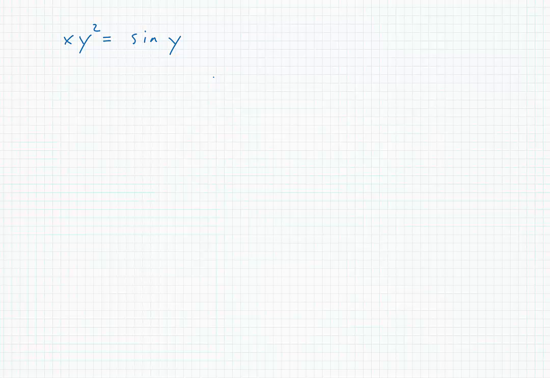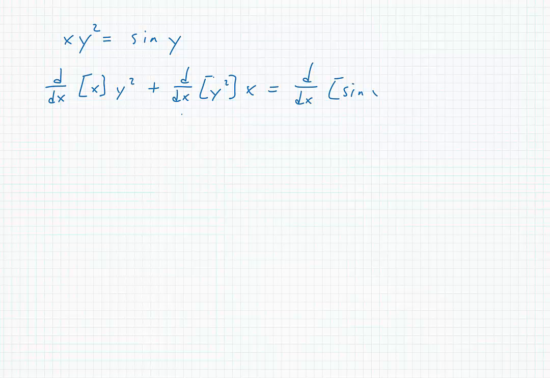So when we take the derivative of this, and let me write this out, we're going to have the derivative with respect to x of x times y squared plus the derivative with respect to x of y squared times x. That's going to be equal to the derivative with respect to x of the sine of y. Again, I'm applying the product rule on the left-hand side. So this is going to leave me with y squared plus 2xy dy/dx.